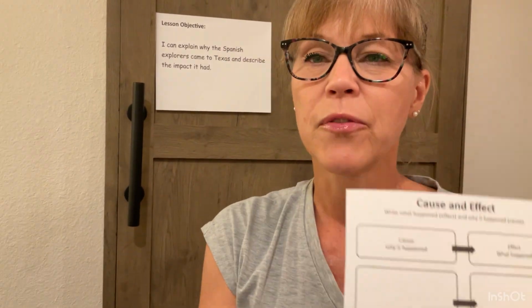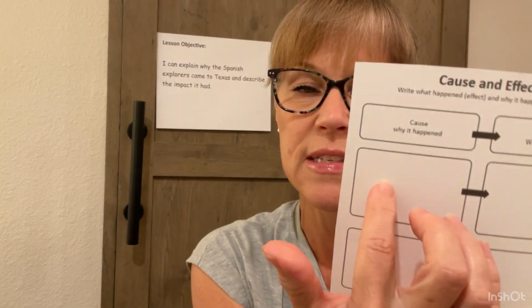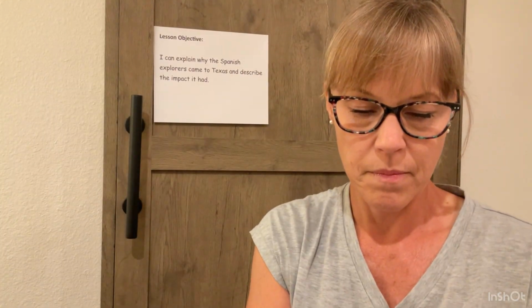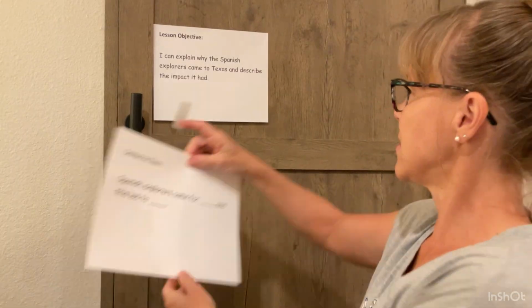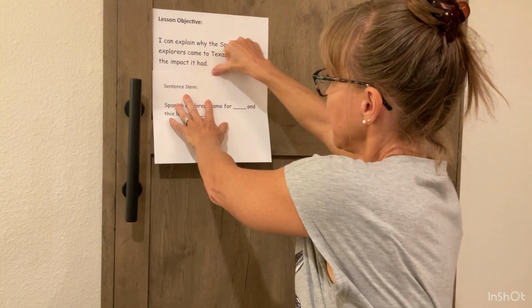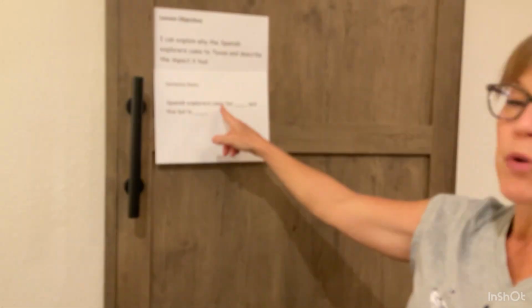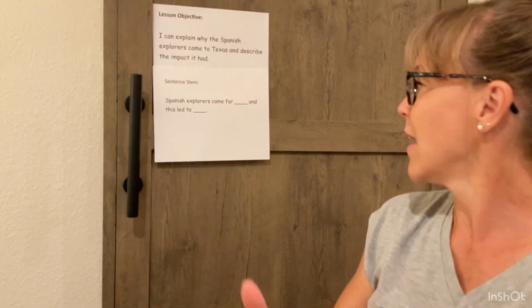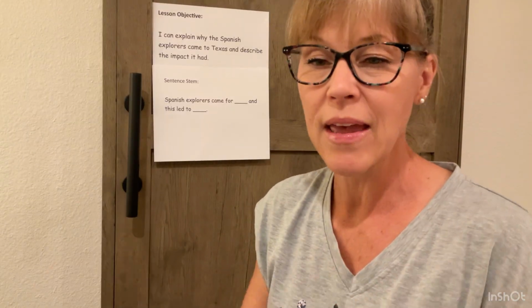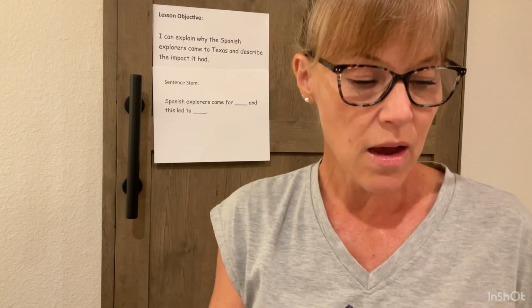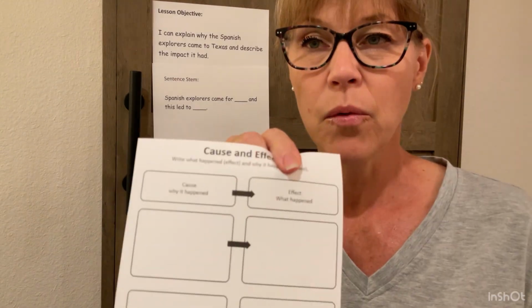So I'm going to be modeling for you how to fill in this first example that we have. Here's our sentence stem. So I have here our sentence stem, which I'll put right here. And it says, Spanish explorers came for blank, and this led to blank. And so we're going to just fill this in on our graphic organizer.